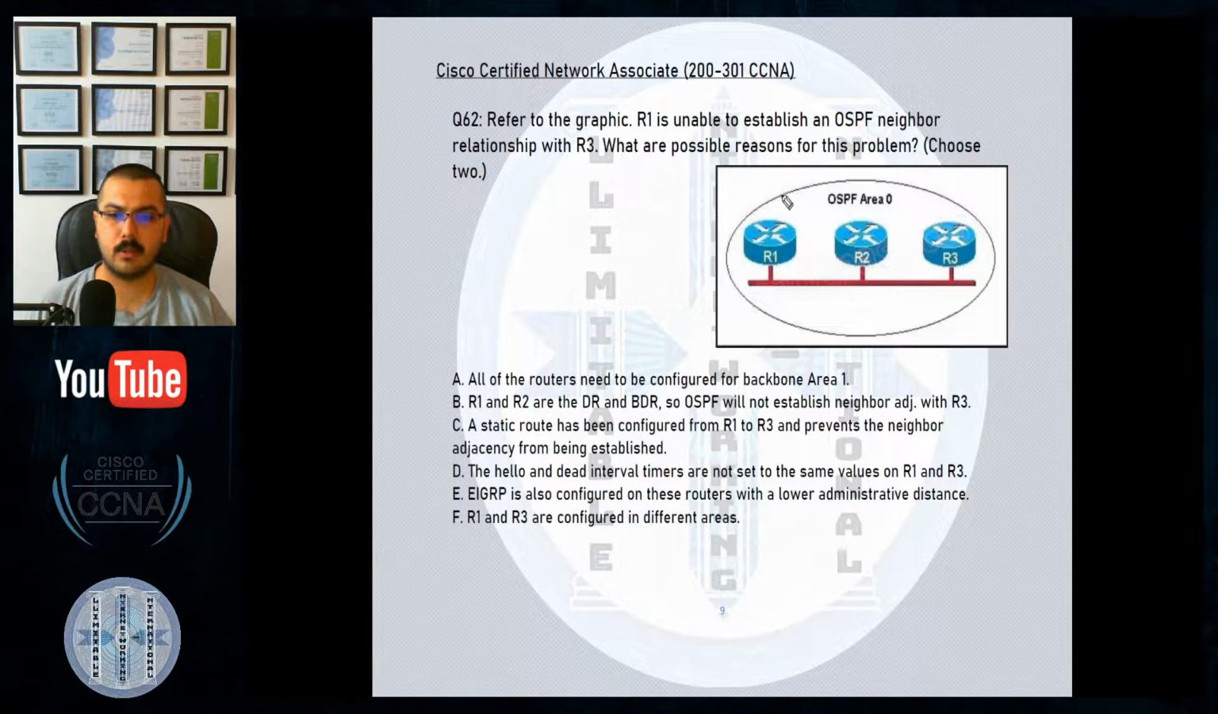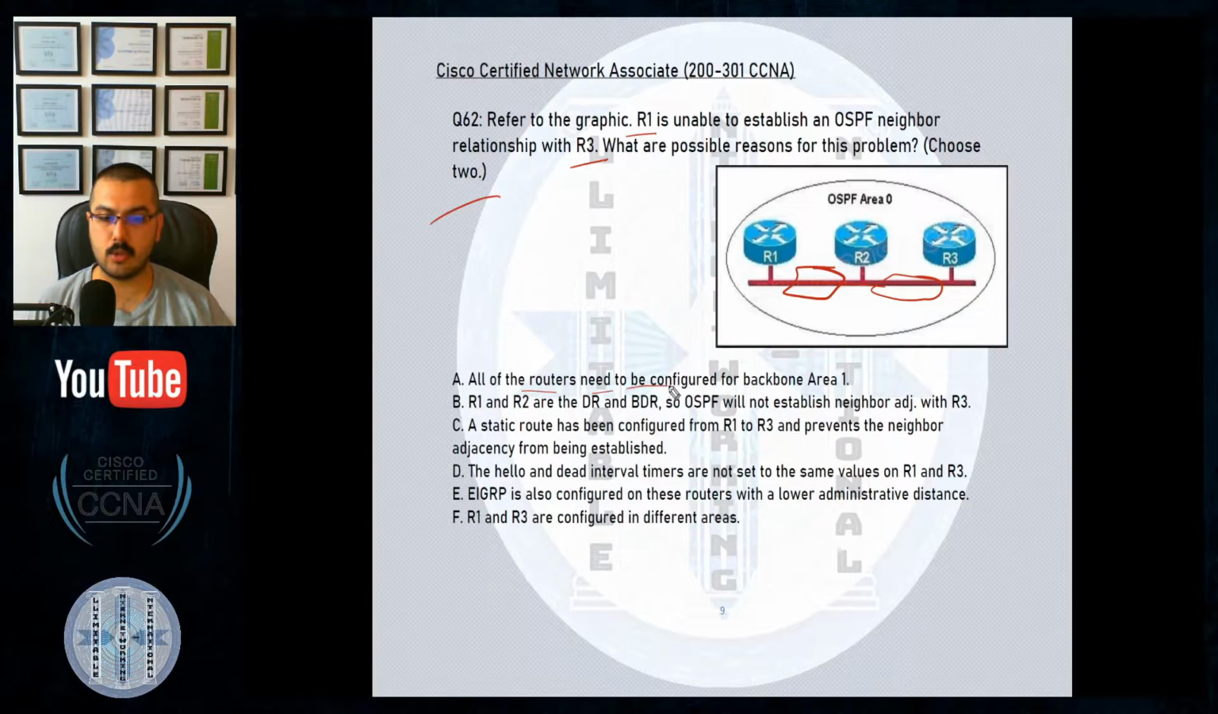Refer to the exhibit. R1 is unable to establish an OSPF relationship with R3. Why? When you see this pipe, this means that there are some connections in the way, multiple switches. Okay, 3 routers. It might be, choose 2.